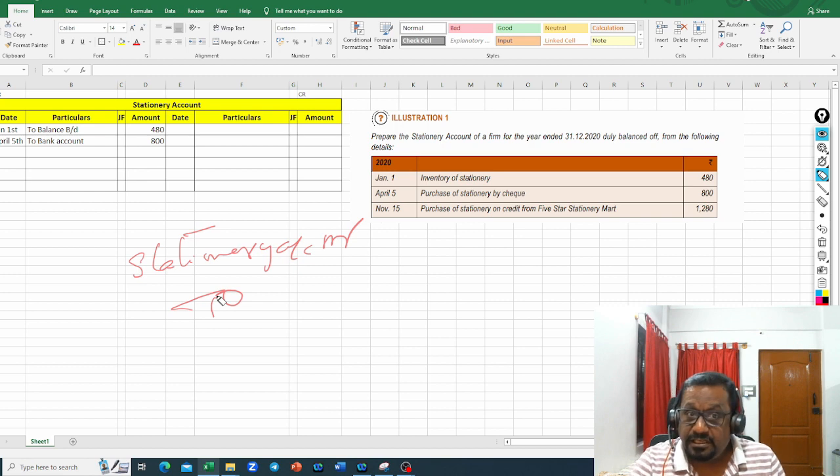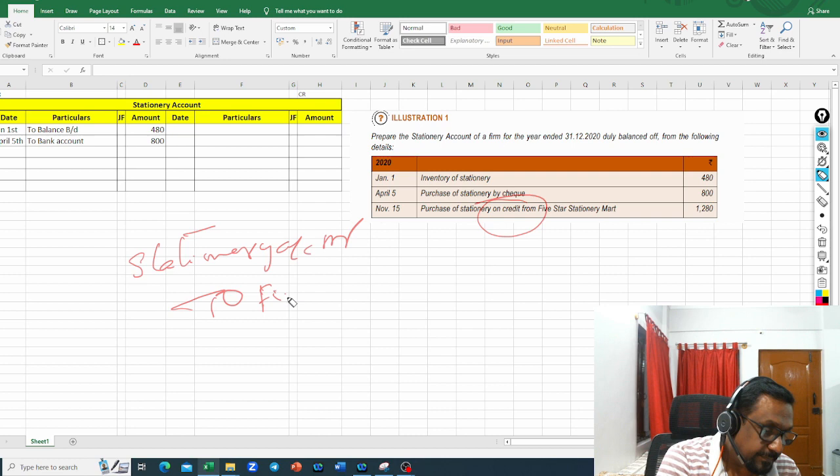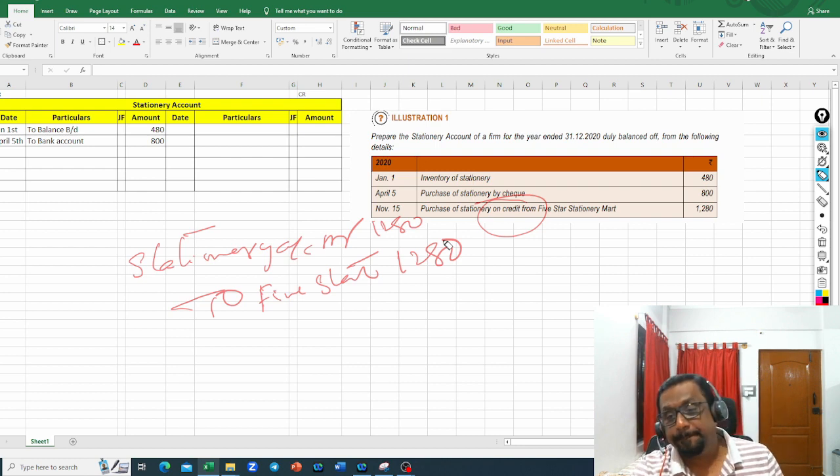Then we purchased on credit. That is what they mentioned here. See here, they purchased it on credit. That means cash is not going out. If cash is not going out, who is the giver of this stationery? 5-star. 5-star is a personal account. Debit the receiver and credit the giver. 5-star is the giver. So I am crediting 5-star. 1280. This is the entry.